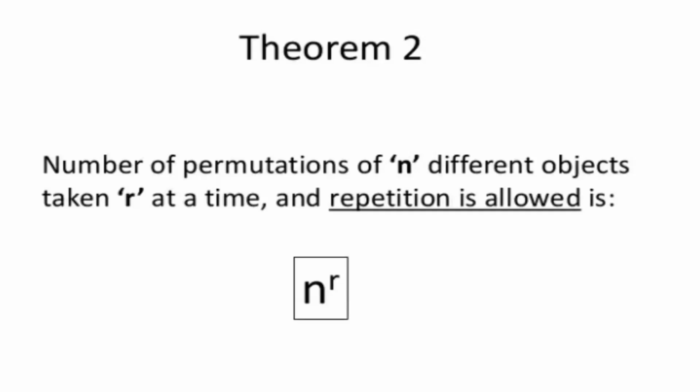So here is what they say now. There's another theorem that has to do with permutation. The number of permutations of n different objects taken r at a time, where repetition is allowed. How many ways can you arrange these things? Well, notice what I said. It's n to the r power.